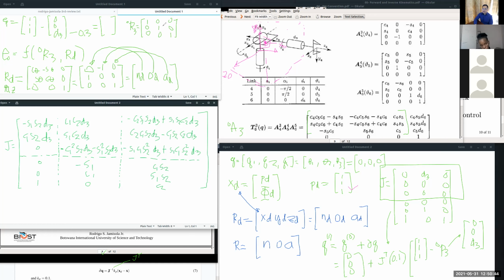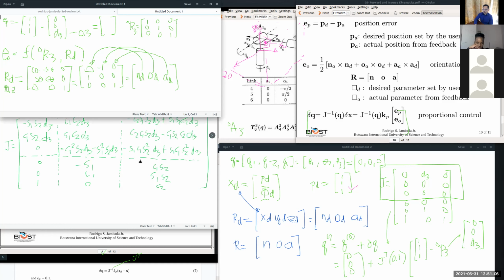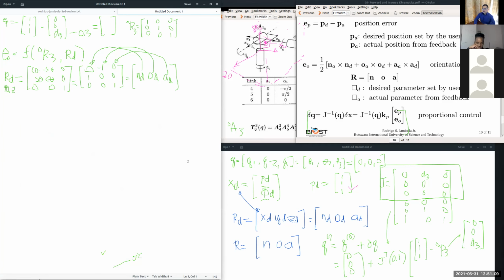Okay, so now what is your error term for the orientation? We check how the orientation error is computed. Orientation error is computed by crossing, cross product. Where should I go? I'm running out of space. Okay, I will look at it later. For now, I will increase here. It's the biggest challenge of online teaching. No space, difficult to write.